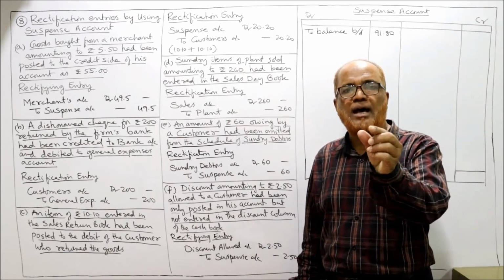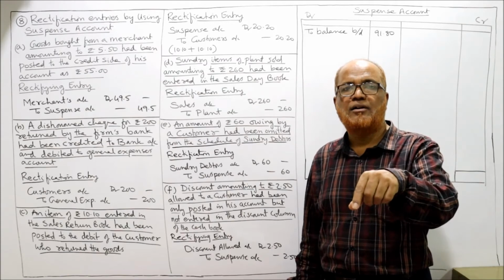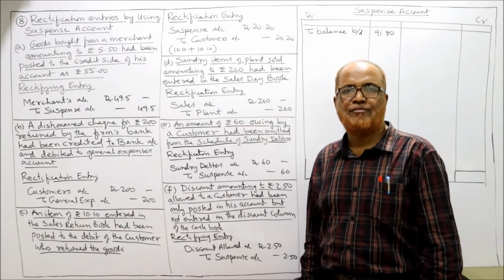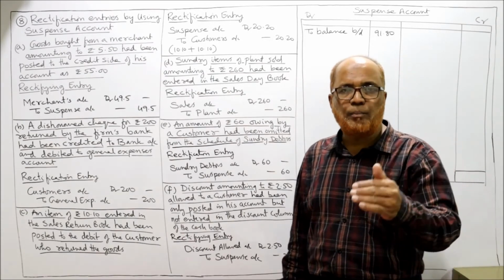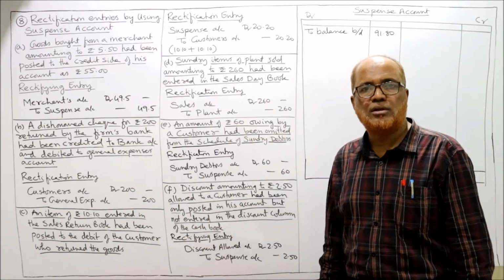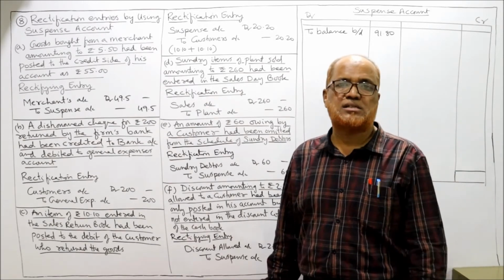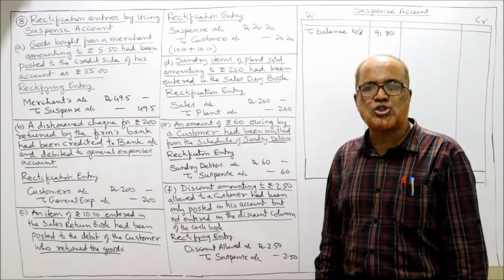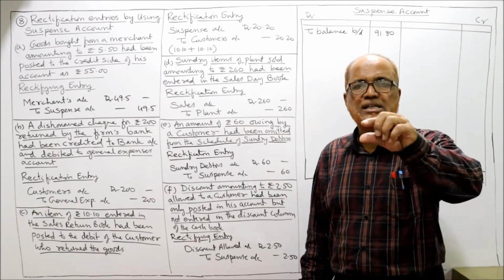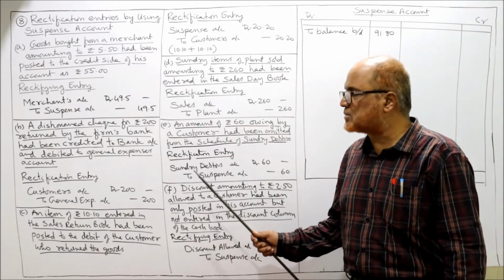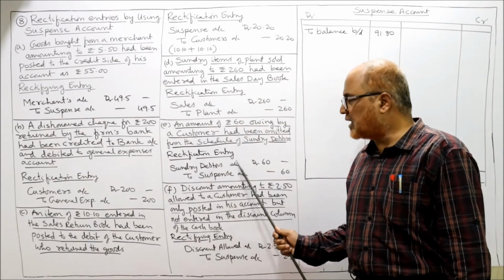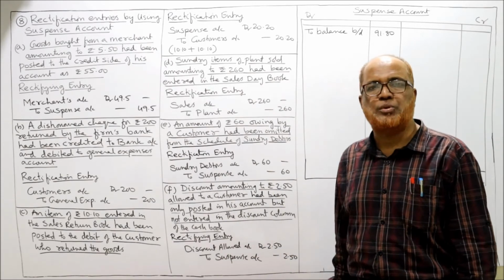So an amount has been omitted from sundry debtors. Now we have to bring that sundry debtor into account. So sundry debtors has to be increased. So the entry will be sundry debtors account debit to suspense account, 60 rupees.